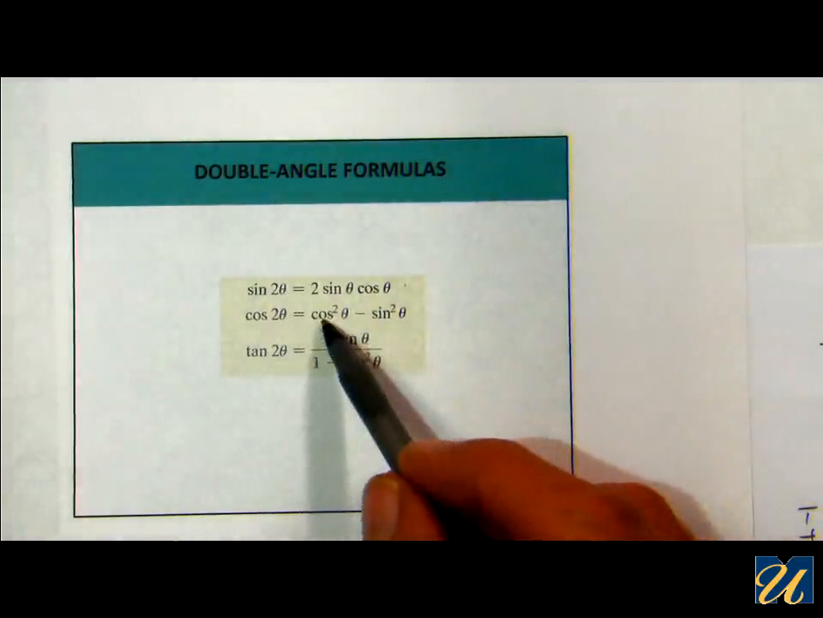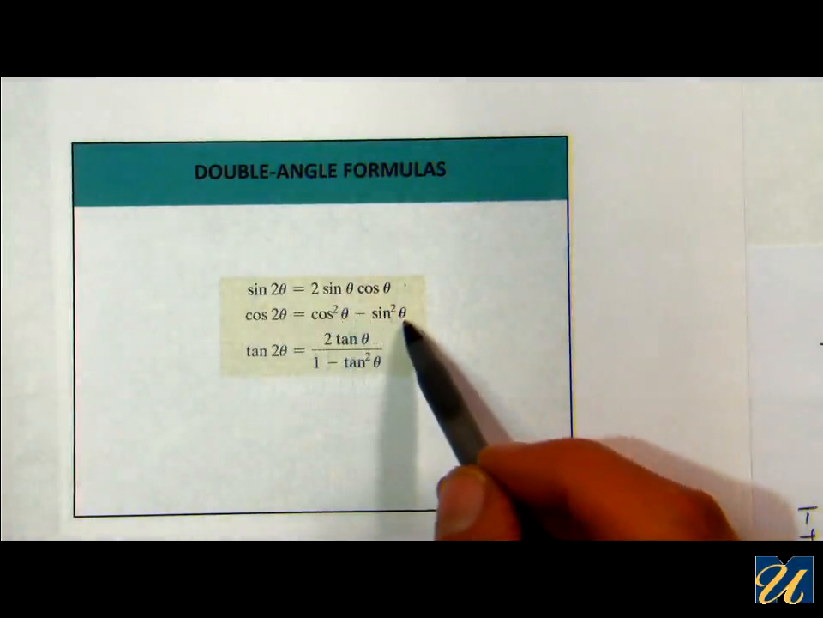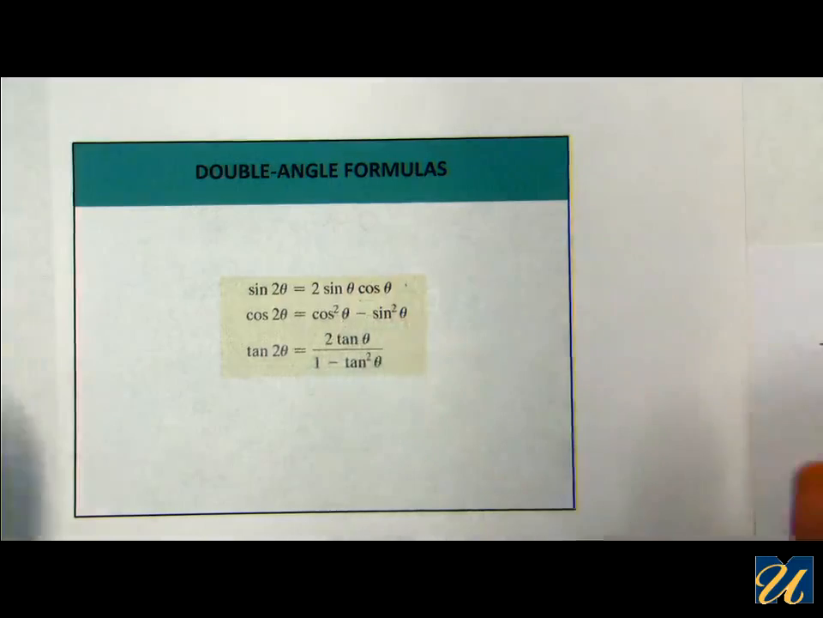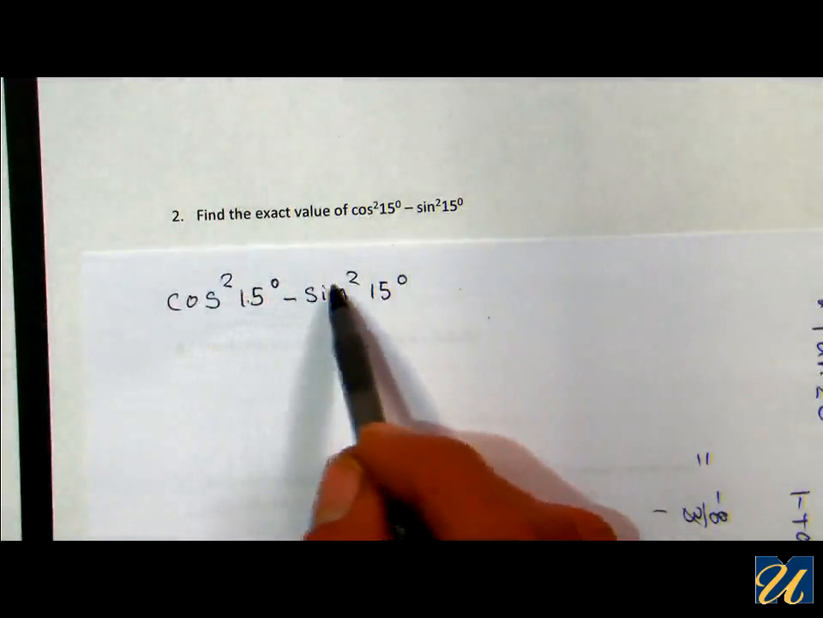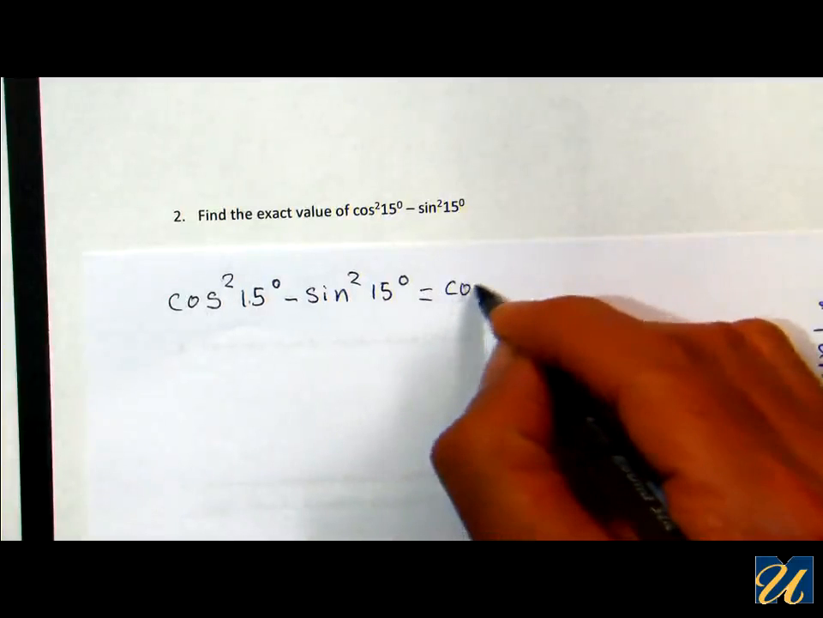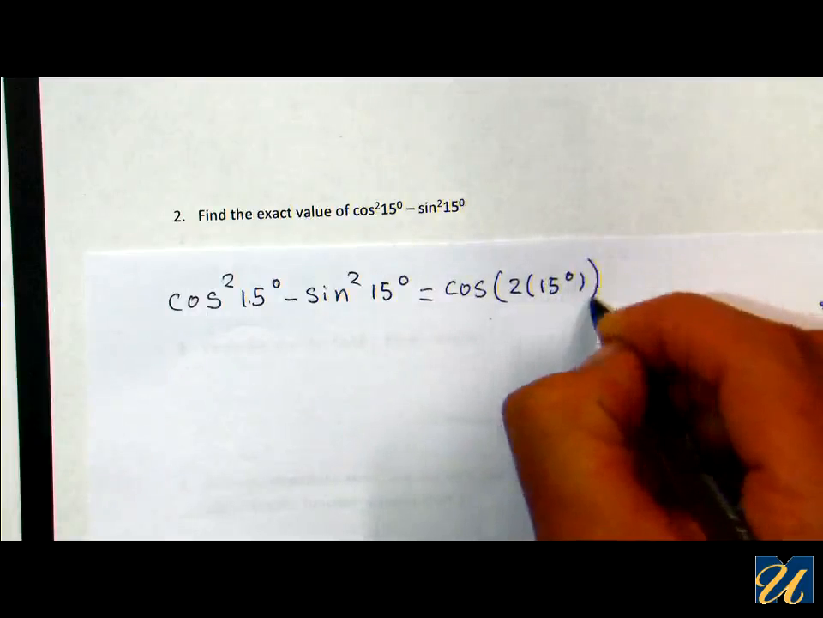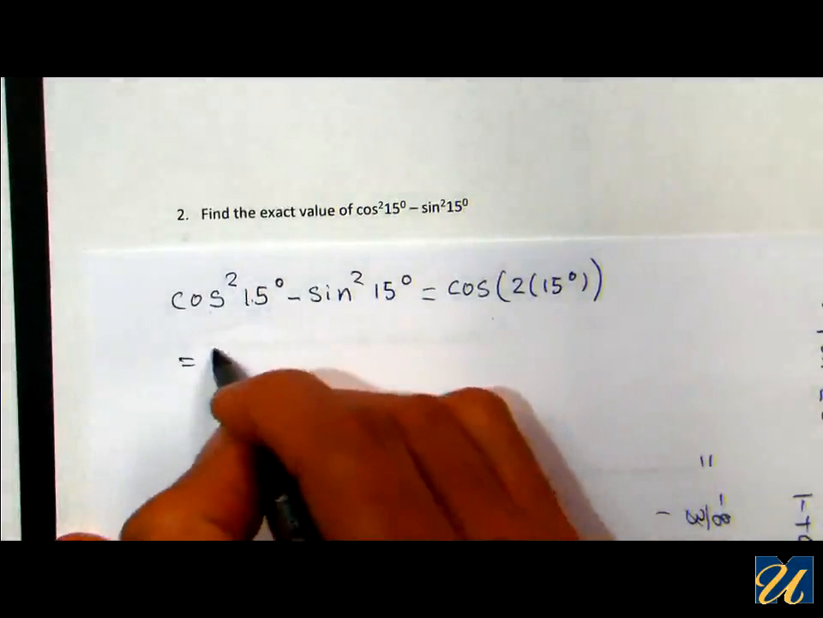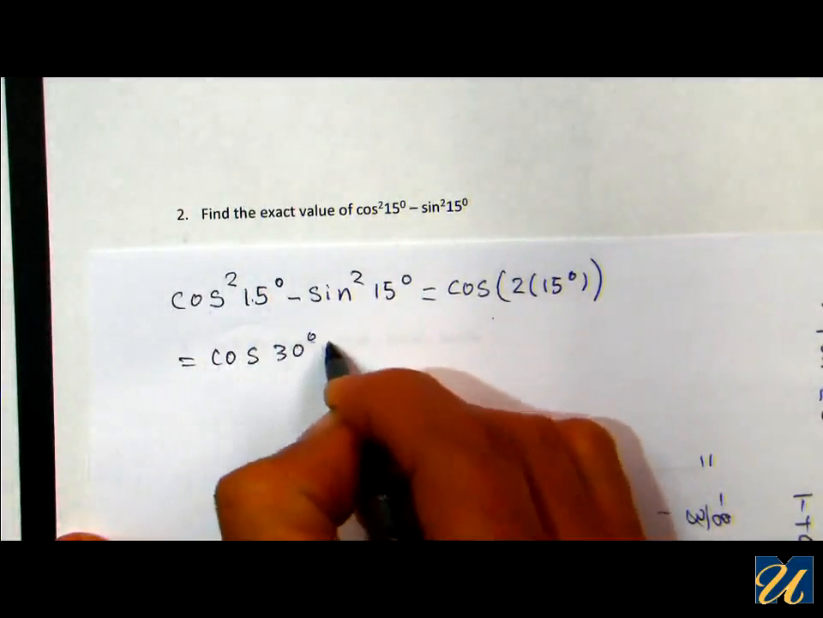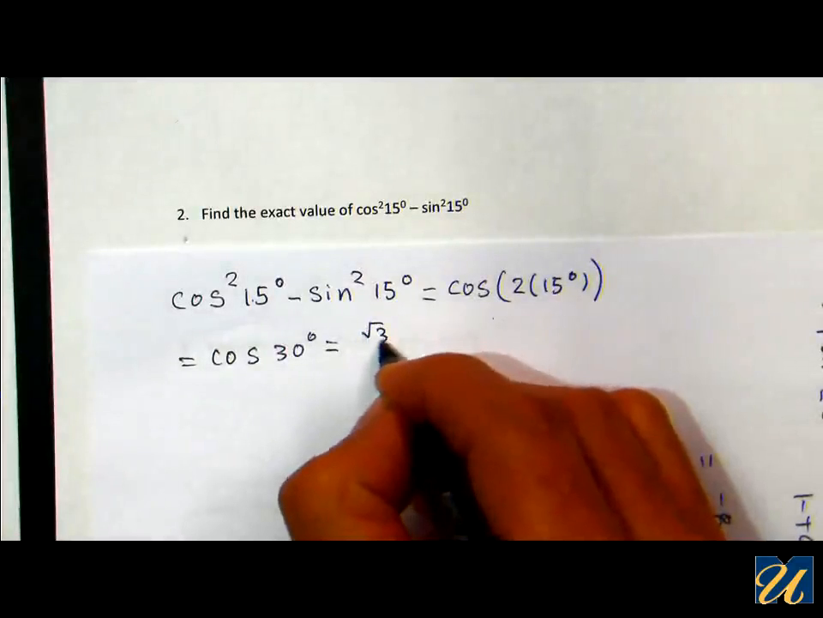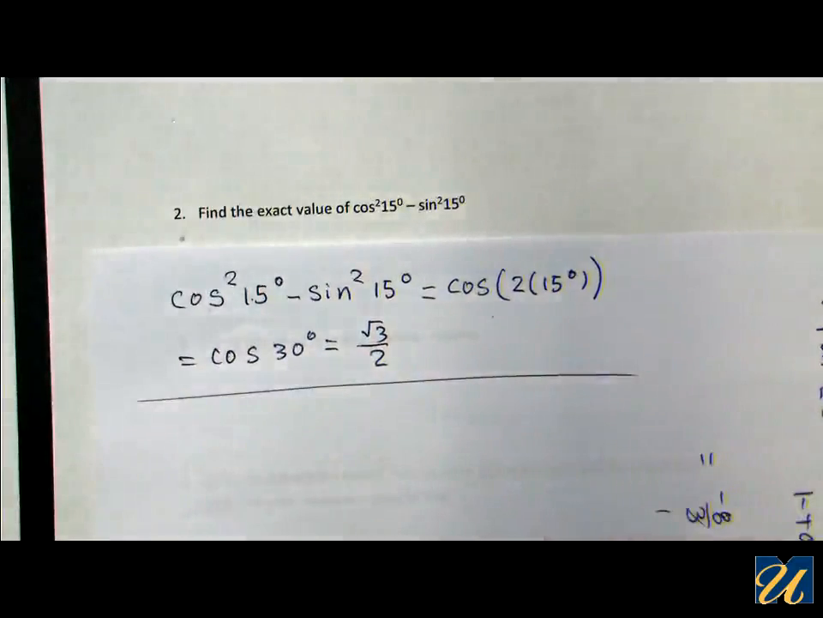And I see here cosine square minus sine square of the same angle theta. So cosine square minus sine square is cos 2 theta. See, we got cosine square theta minus sine square theta. So this is equal to the cosine of 2 times 15 degrees, like that. So that's equal to the cosine of 30 degrees, which we've had several times, and that's square root of 3 divided by 2. Okay, so that one's done. Problem number 3.